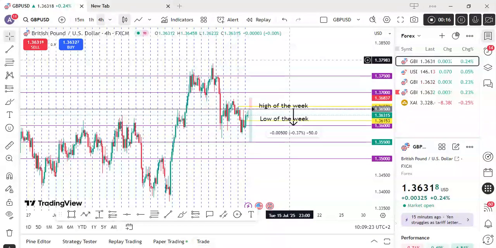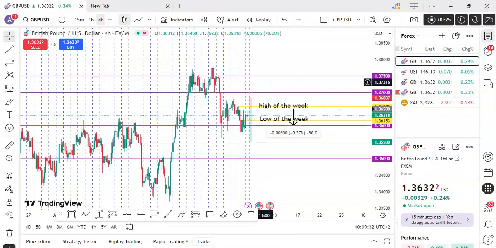As you can see on my chart, this is my psychological level acting as support and resistance. That's the essence of having psychological levels on the chart.